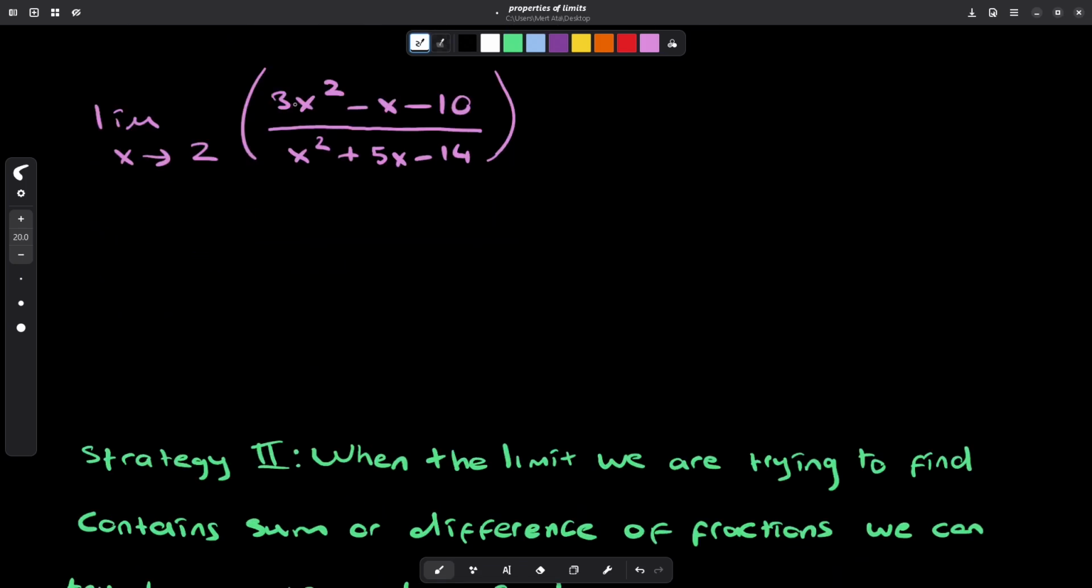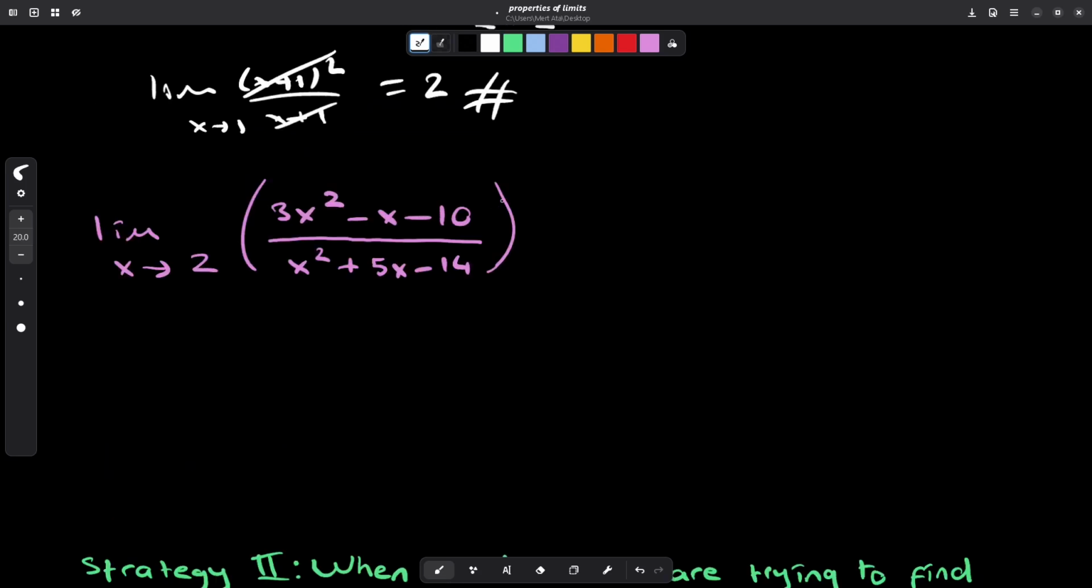Limit of 3x squared minus x minus 10 over x squared plus 5x minus 14 as x approaches 2. Let's see if we can plug it in. 3 multiplied by 4, 12 minus 2, 10 minus 10, 0. 4 plus 10, 14 minus 14, 0 over 0. We have to think of something else.